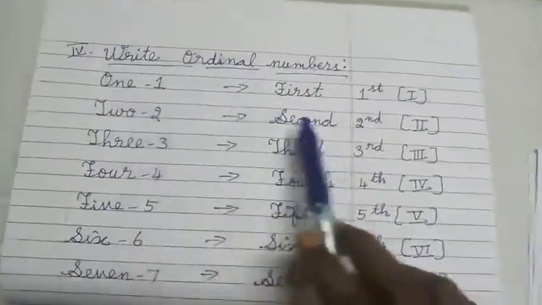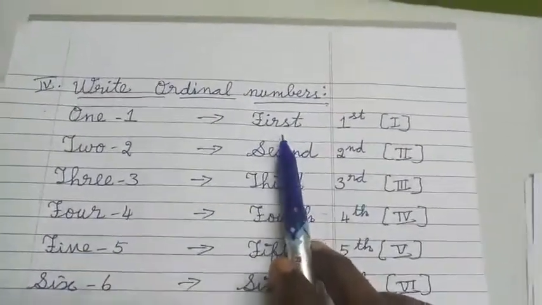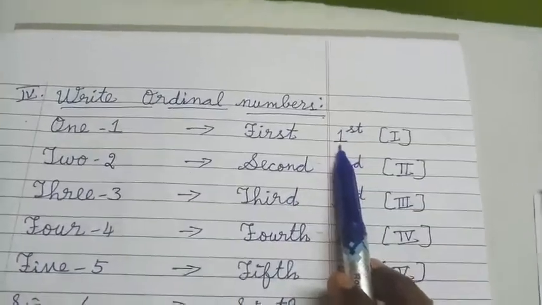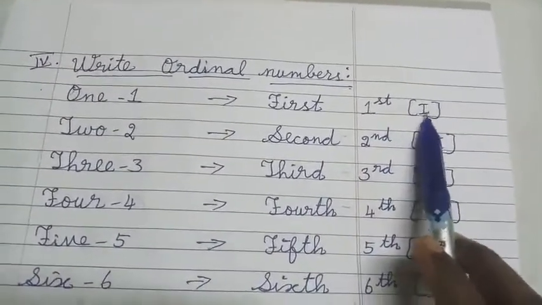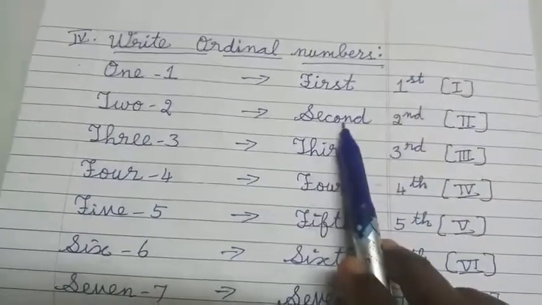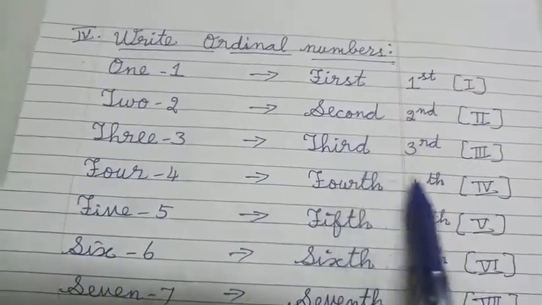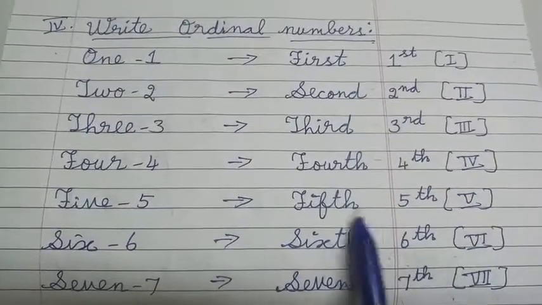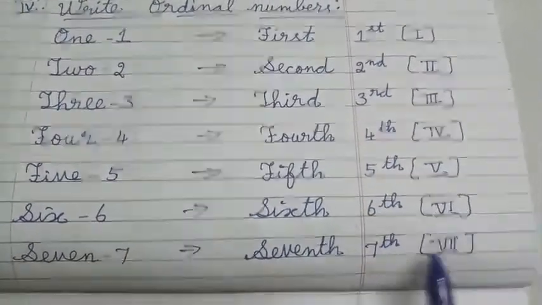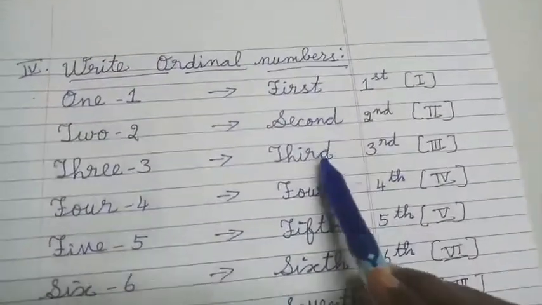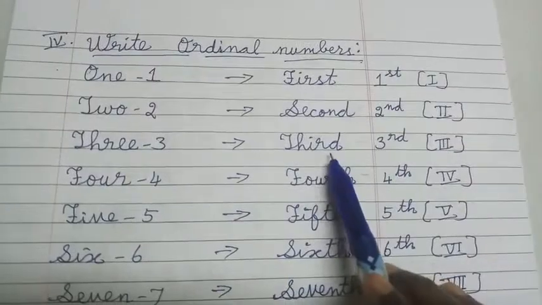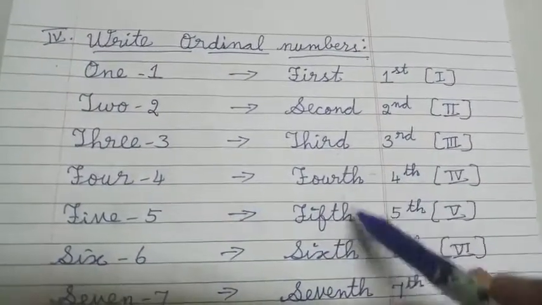For 1, what is the ordinal number? First. How will you write it in a number? 1 and ST, first. Second, third. This I explained clearly in the Zoom class. You all remember? Yes. It's very easy. First, second, third. Till here, learn the spelling.